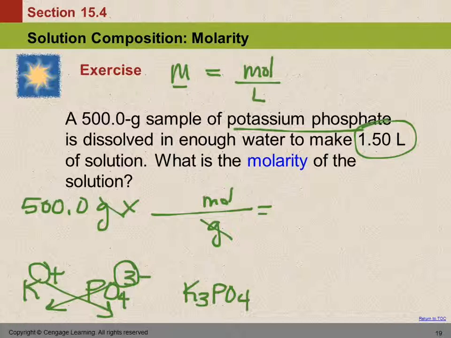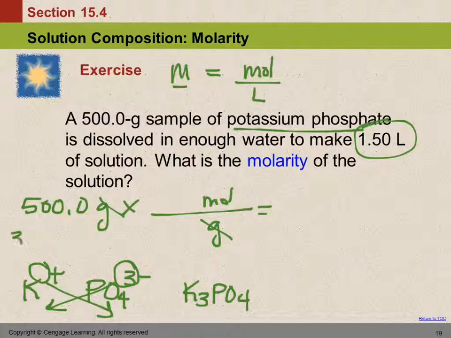Now that we have the formula, we can calculate the molar mass. I'm writing far too big today. Must be the ice cream. So, well, let's sneak it in here.